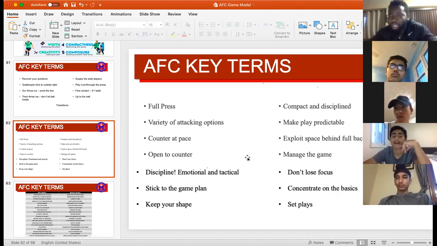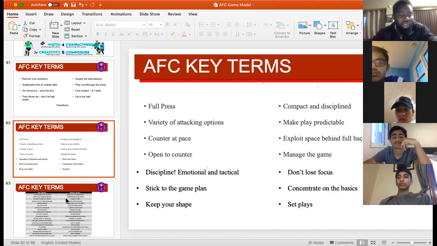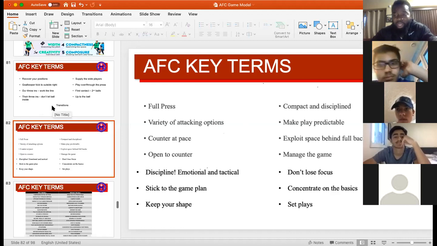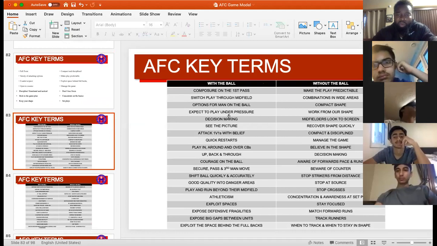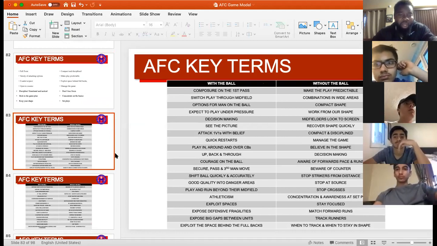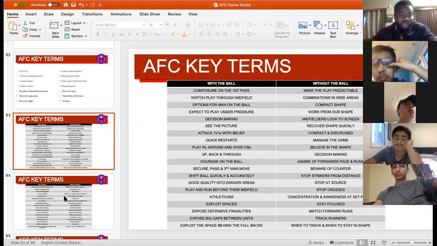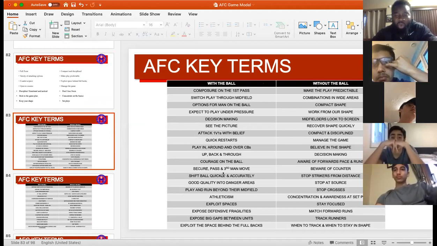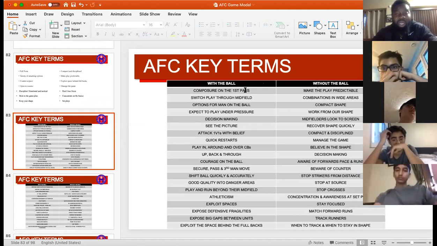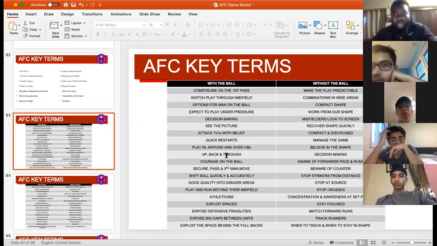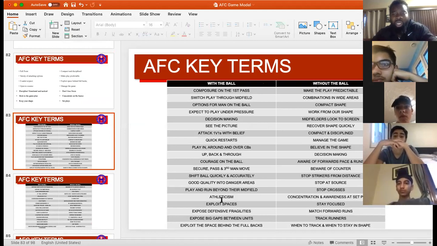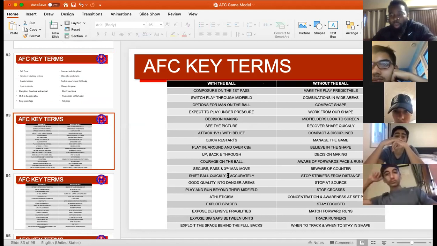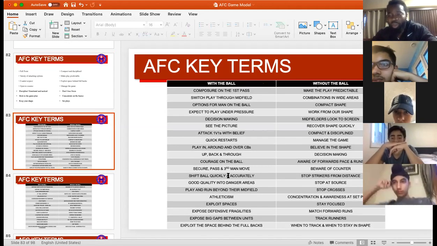Full press, variety of attacking options, counter up pace, open to counter. These things, you need to know this terminology because it's gonna come very, very handy. This is terminology that we get from the national teams, from England, from Scotland, from Germany, from Belgium, from France. They use the terminology when they play from the U13 national team to the senior national team. These are the terminology they use when they're going away. When they're going away, they say we're going to use 10 terms out of all of them, so the opposition team doesn't know what they're going to be doing with the players, right?